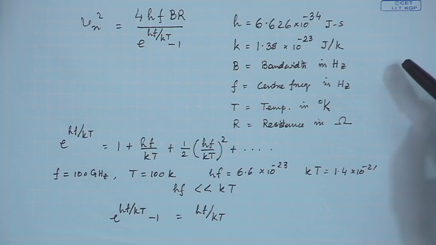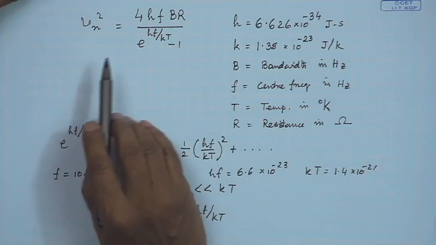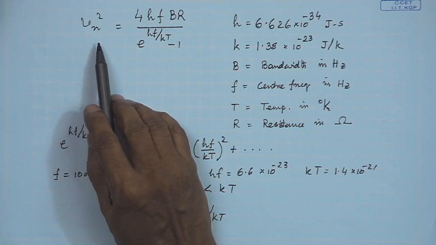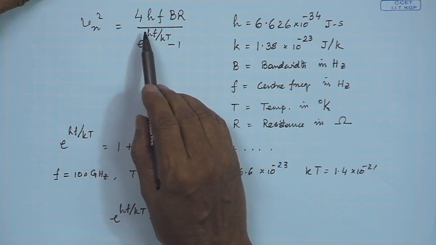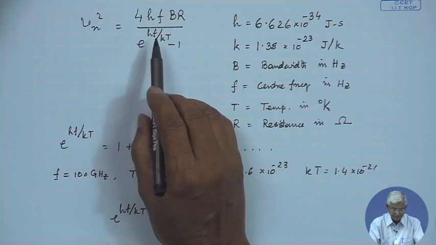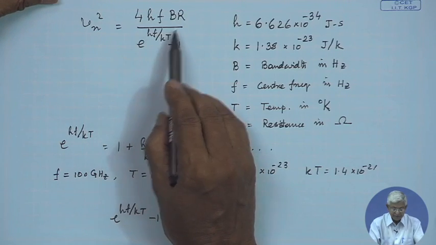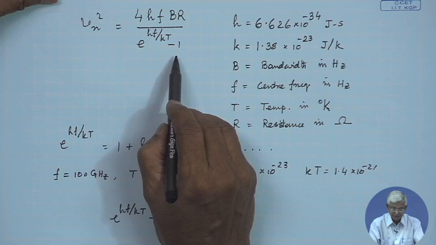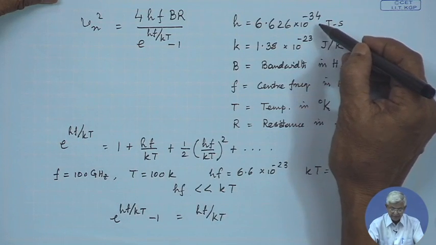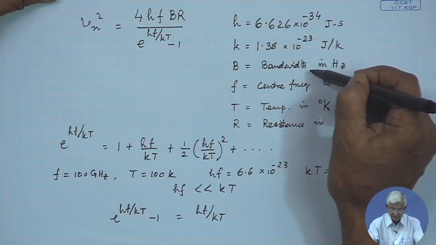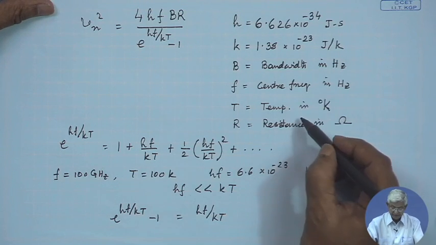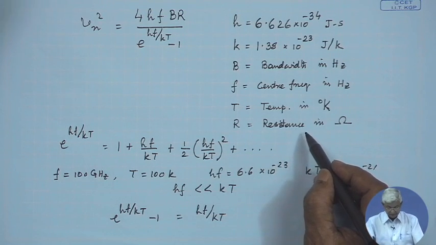Welcome back. So, we were discussing the noise and noise power and how it can be calculated. Let us go back to our last page, where we said that the noise voltage square, Vn square, can be expressed by Planck's blackbody radiation as 4 h f B R by e to the power h f by k T minus 1, where h is Planck's constant, k is Boltzmann's constant, B is bandwidth, f is center frequency, T is temperature, and R is the resistance.